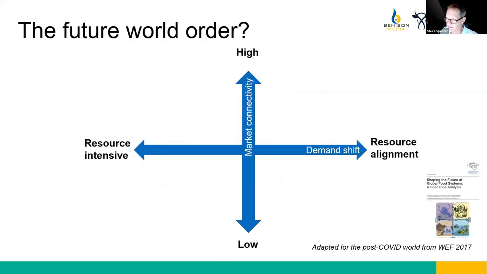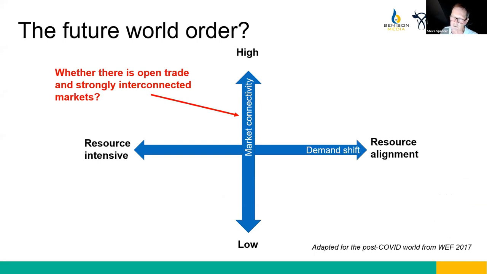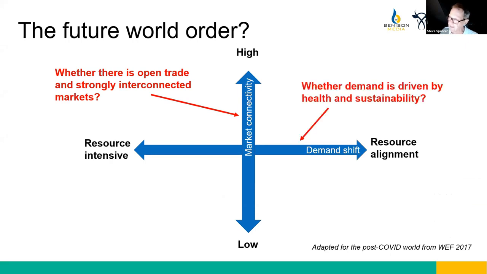Looking at the other aspect of this is just how the world behaves over time. And so one of the other things I'd suggest is relevant here, and this I've adapted from a World Economic Forum framework which came out a few years ago, is to look at the approach we take as a global industry. So what I've put here are 2 dimensions. One looks at the extent to which markets are connected, or the extent to which we collaborate in terms of trade. And secondly, what will drive demand?